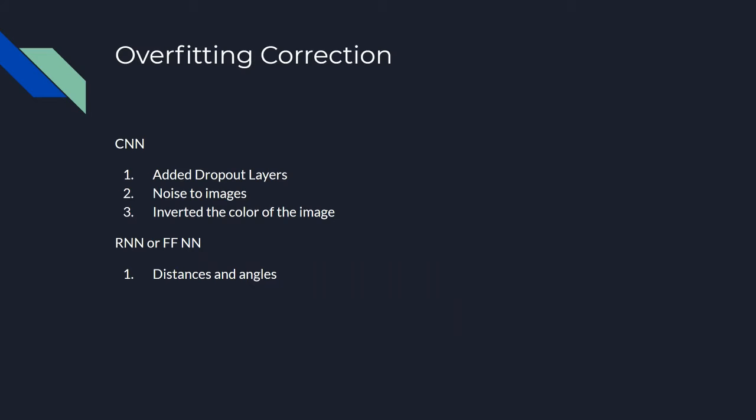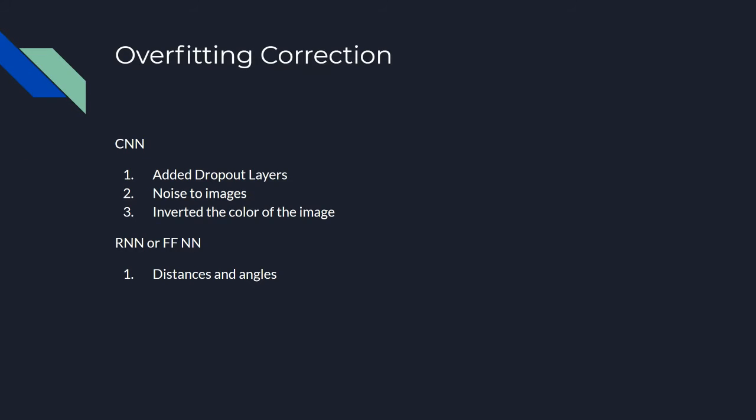So our overfitting correction was to add dropout layers, and we added Gaussian noise to the images, which just changed the pixel values a little bit. So it still has the same idea, but just a little bit fuzzier. And then we also would invert the color of the images, because all of the images were very similar, with a white hand on a grayish background, so there wasn't too much difference between those.